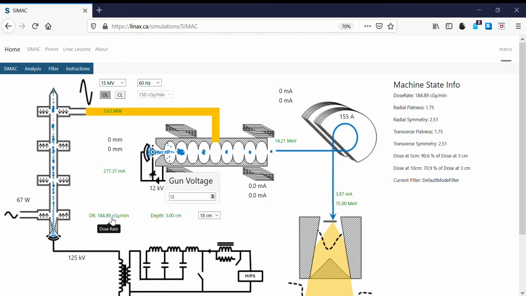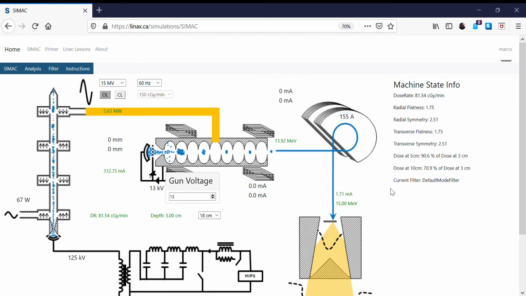Dose rate has now dropped to 184. If I go to 13, we now drop off to 81, which is the lowest dose rate. So what I can do again, as before, if we wanted to, is recover the dose rate by adjusting the bending magnet current.